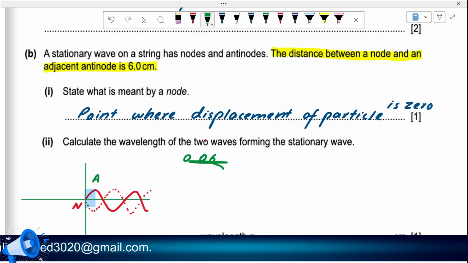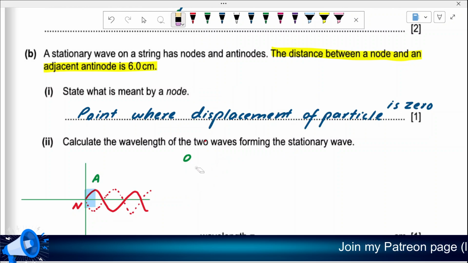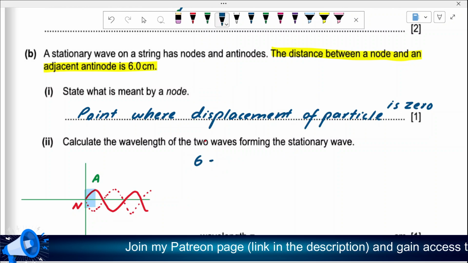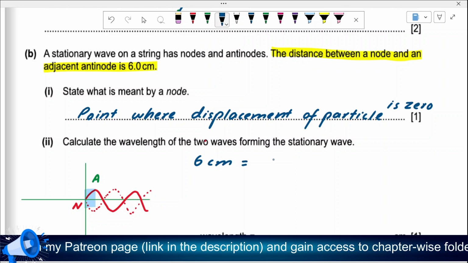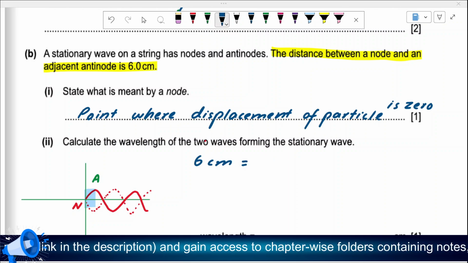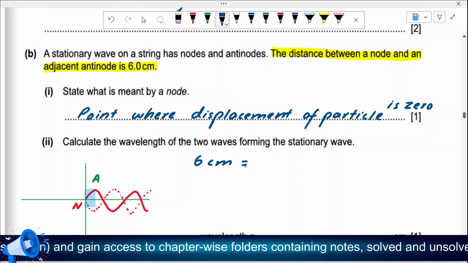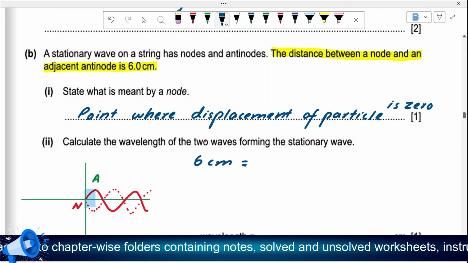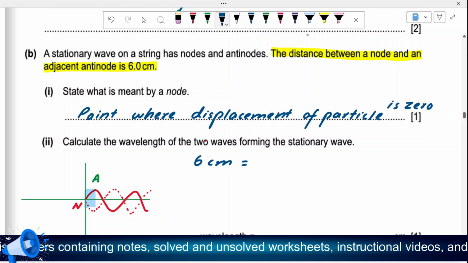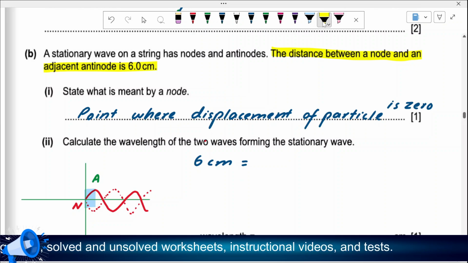Okay, by the way, we need to calculate in centimeters, so I need to convert the units. It is 1/4 the wavelength. So 6 centimeters is not half the wavelength. It's not the wavelength, it's a quarter of the wavelength.